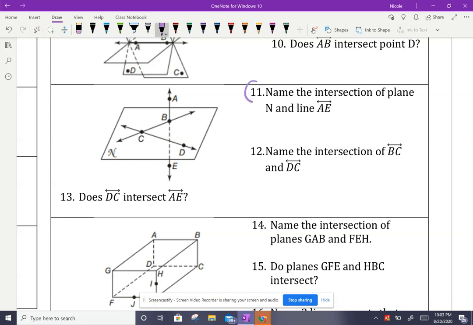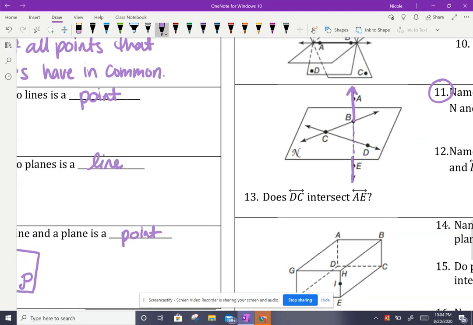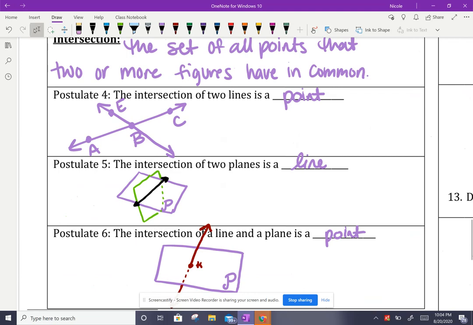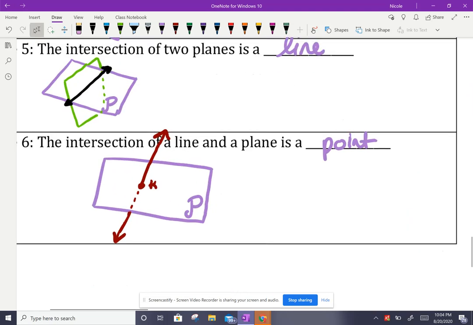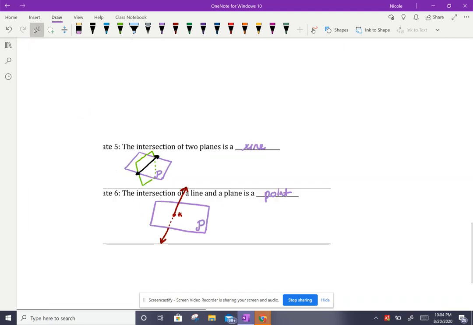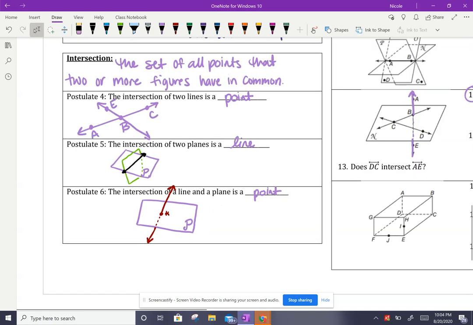It's a good one. Name the intersection of plane N and line AE. So plane N is the big rectangular plane. AE is going vertical, but disappears because it goes through the plane or goes through the piece of paper. So where are they crossing each other? Remember your postulate. The intersection, number 6, of a line and a plane is a point. So you're just looking to name a point.